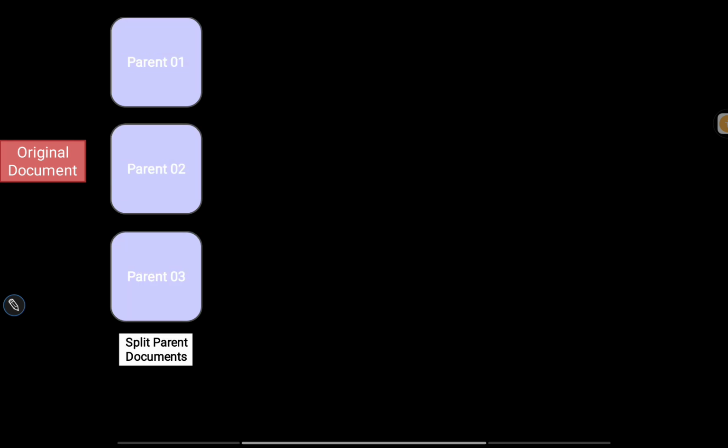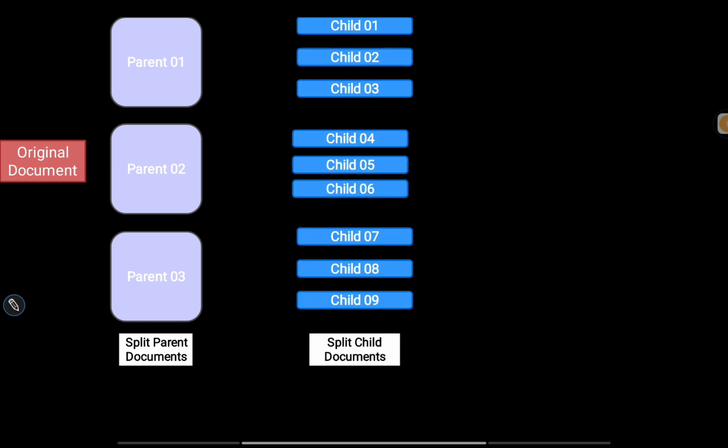Now we have the original document, right? Now we will split this original document into three parts. So we split our original document and we call these parent documents, right? So we have parent 01, 02 and 03. Then we again split these parent documents into child documents. So now instead of having 3 embeddings, we will have 9 embeddings for a single document, right?